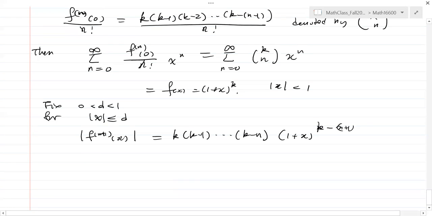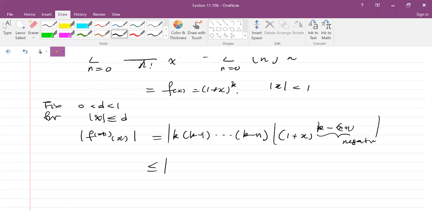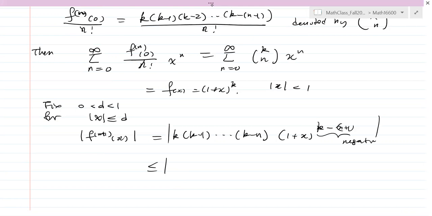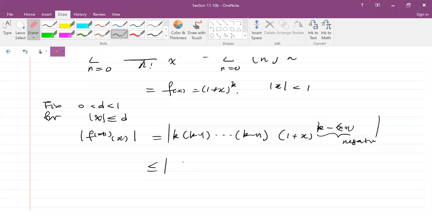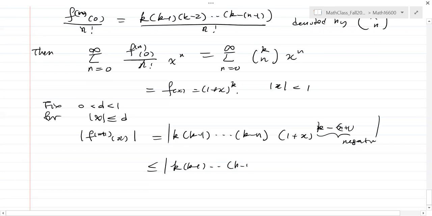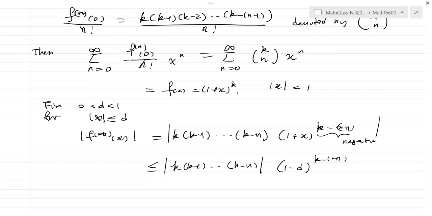So you have to estimate this. And when n is sufficiently large, this will be negative. For the negative number, the absolute value is less than or equal to k minus 1, all the way to k minus n, and this will be 1 minus d. It's independent of x. So this is what you can get.